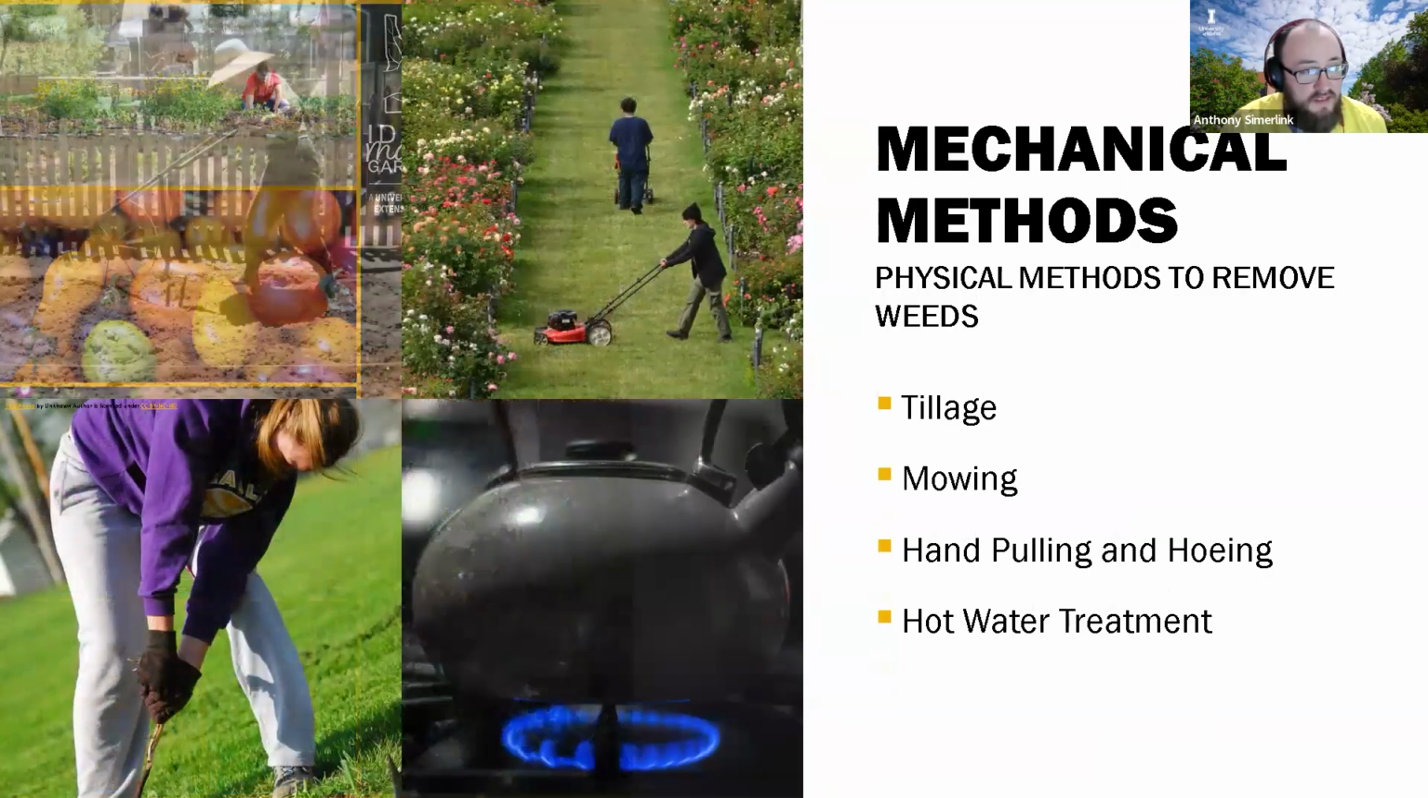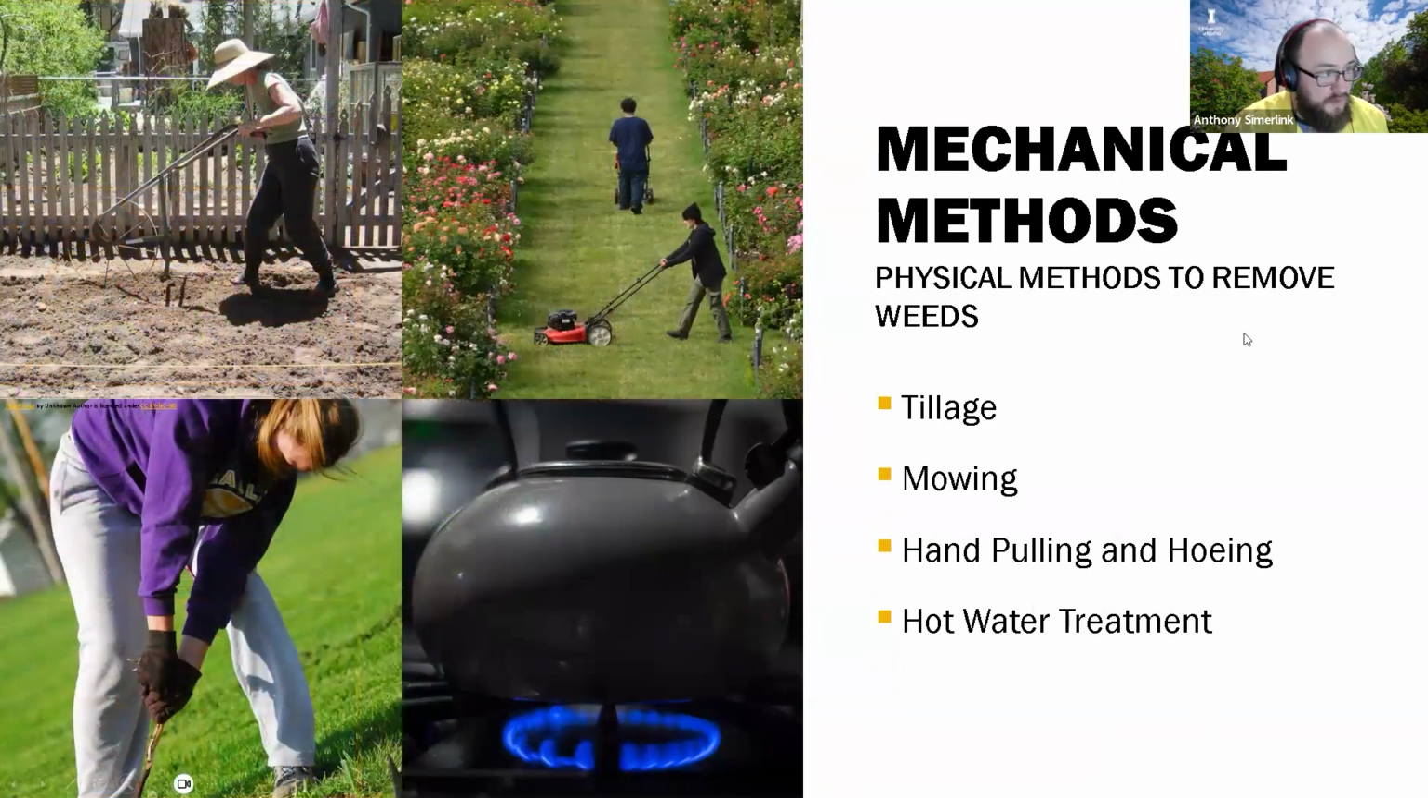Some mechanical methods would be the actual physical things to remove the weeds. So things like tilling, mowing the plants down. With mowing, it's really important that we know what type of plant we have. So identification is really important when it comes to any of these methods. Hand pulling.